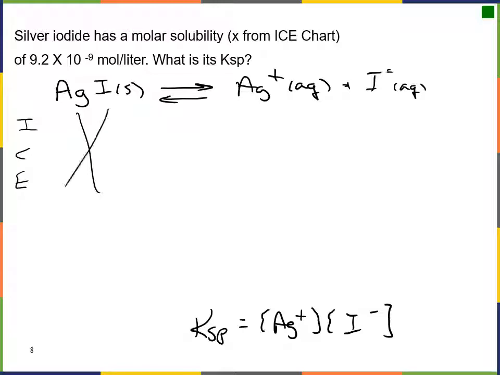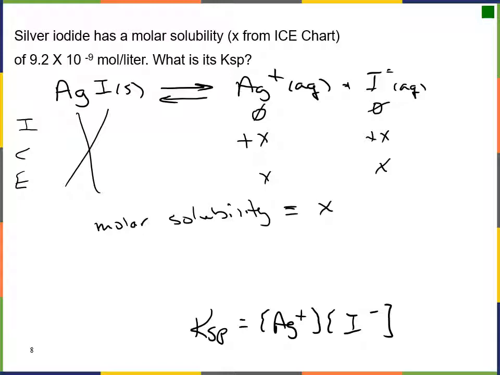This is a pure solid, so we're going to ignore it. This is going to start out at 0, and this is going to go up by x, and x. Well, what is x? Our molar solubility. So anytime we see molar solubility, it is, by definition, equal to x, which tells us here that Ksp is going to equal, well, if we plug these in, x squared.